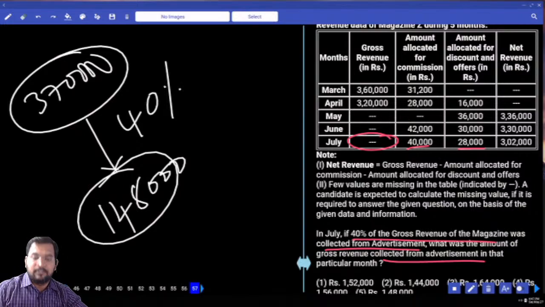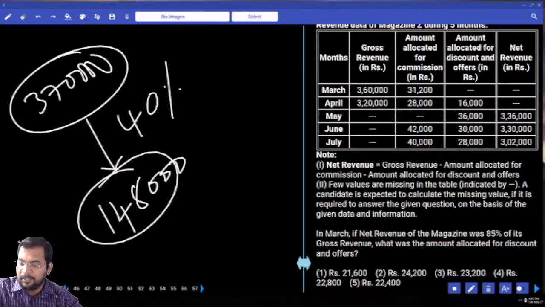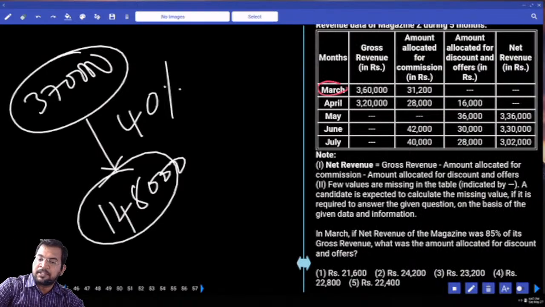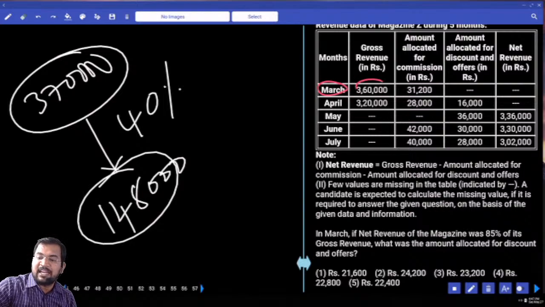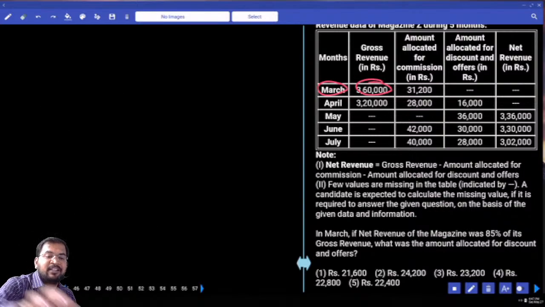Are you ready? In March, if net revenue of the magazine was 85% of its gross revenue, March net revenue is 85% of its gross revenue. Then what should the remaining 15% be? Amount allocated for commission plus amount allocated for discounts, that is 15%.